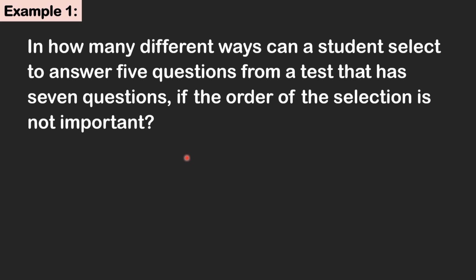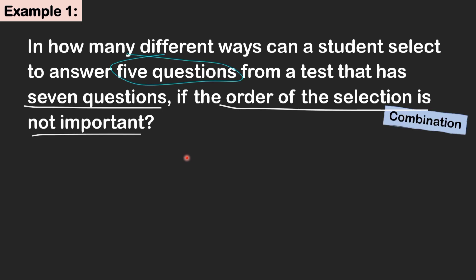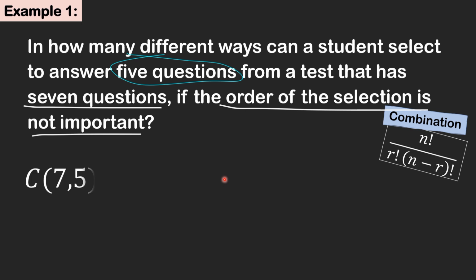Since the order of selection is not important, we use the combination formula, which is n factorial divided by r factorial times the quantity of n minus r factorial. Choose 5 questions from 7 questions. That is the combination of 7 objects taken 5 at a time.